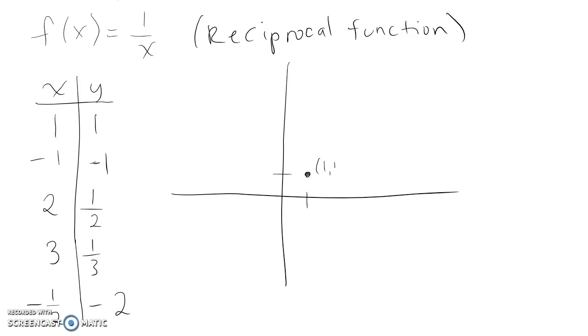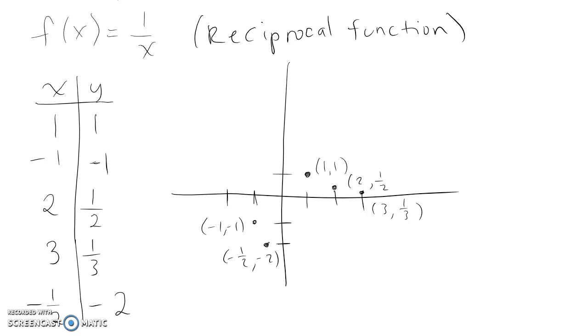Here's a point at 1, 1. Here's a point at 2, 1/2. Here's a point at negative 1, negative 1. Here's a point at 3, 1/3. And there's also a point at negative 1/2, negative 2. I'm going to have to move this label in order to make space for that point. So this is negative 1, negative 1. And here we're going to have negative 1/2, negative 2.